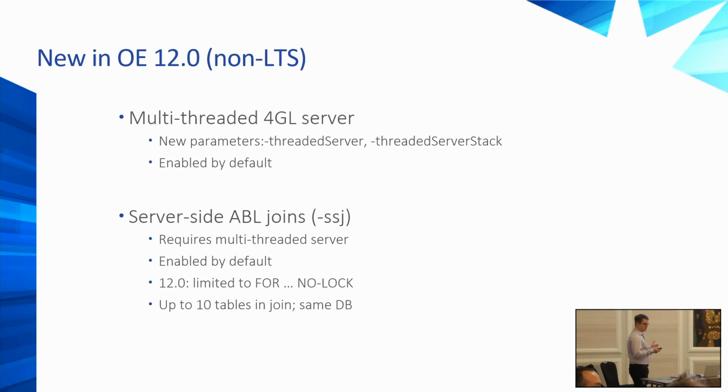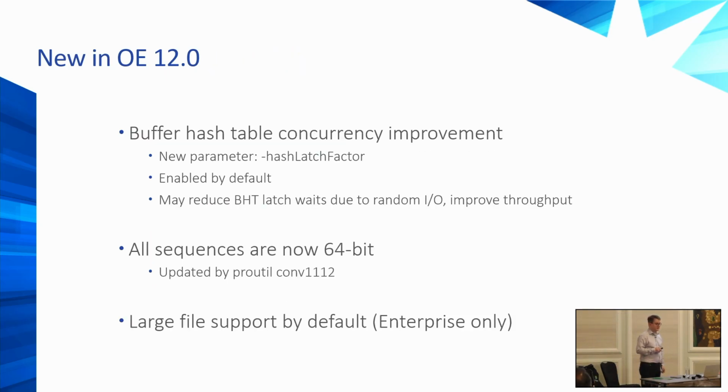Should make life better for you if you've got client-server connections and you're doing complex joins on many tables. It can also be disabled if you had a problem with it, but it's on by default. And this is a feature that really spanned releases. So Progress did sort of a phased approach. In the first release, it was only for static queries, no-lock queries, and then they expanded on it in 12.1 and 12.2.